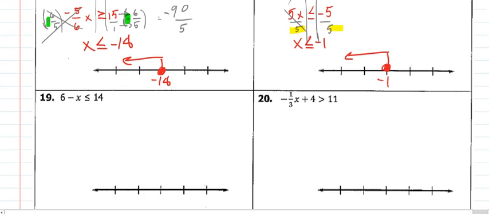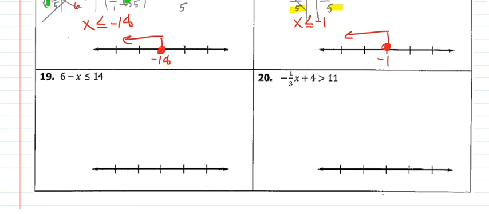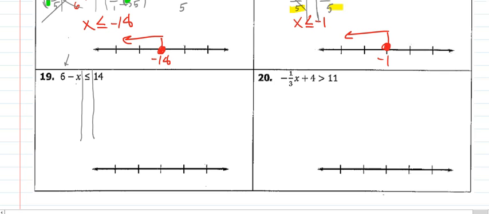Number 19. Number 19 is, there's some of my favorites, ones that look like this because they look so simple, but there's a little, not trick, they can trick you up because they are almost so simple they make you overthink things. Let's get rid of this 6 first. It's a positive 6, so that means we're going to subtract 6. 6, take away 6 is 0. Now you need to bring down the negative x. You can't just leave a negative sign hanging out in the inequality. It's part of the problem, so bring it down also.